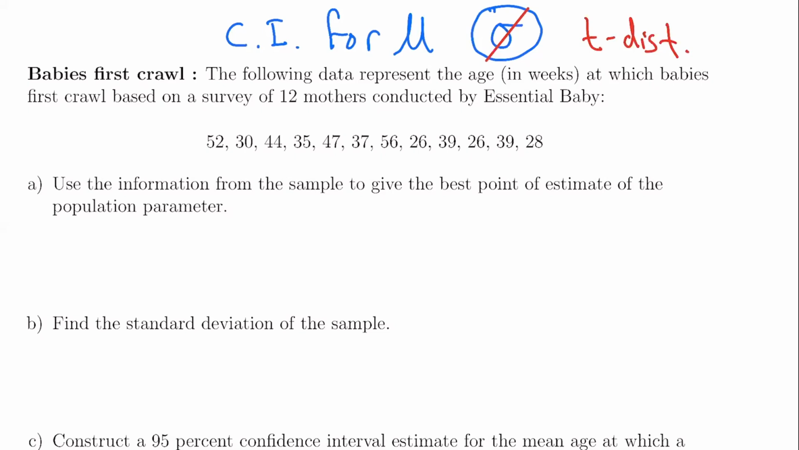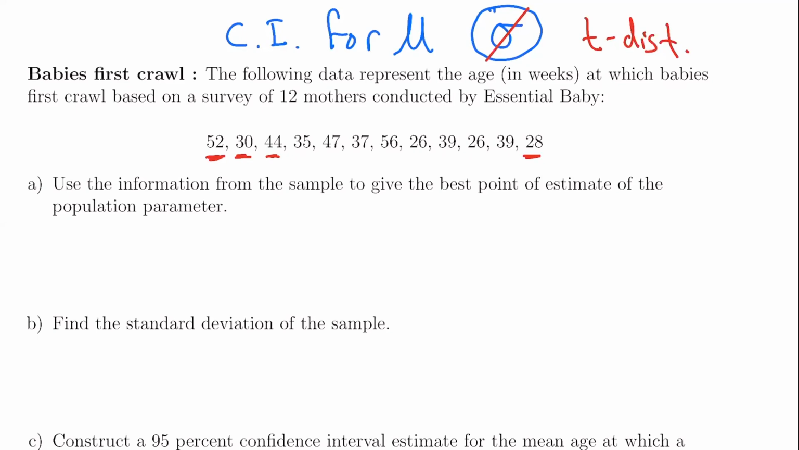All right. So if you look right here, we have our data set. So we have one baby that took 52 weeks to crawl, 30 weeks, 44 weeks, all the way to 28 weeks. So that's what the data represents: how long did the baby take in order for it to first crawl. All right. Everybody go with that data set.